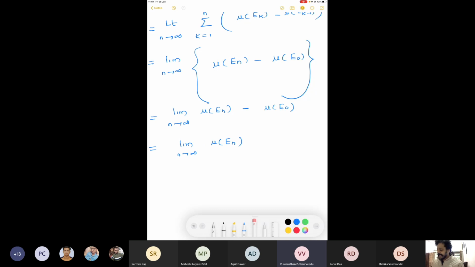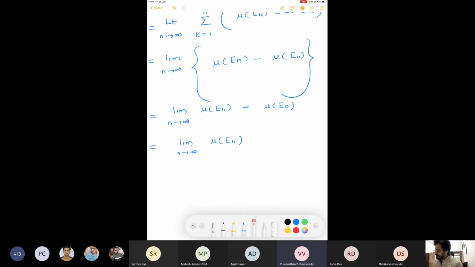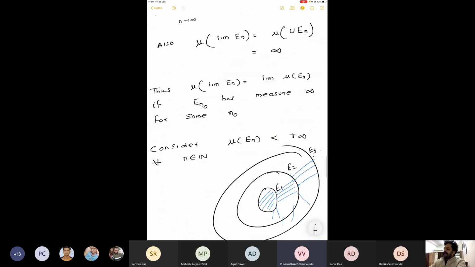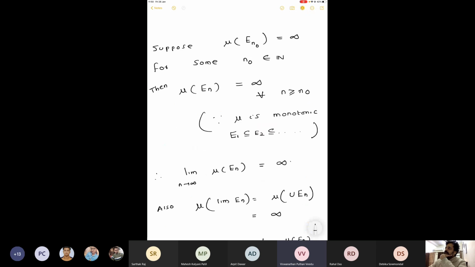Now the second part of B. Oh, we are taking too much time to solve one question. B part, when you read, you should read along with the seventh question. In the seventh question, you saw that the limit of mu of E_n may not be equal to mu of the limit of E_n for a decreasing sequence. And what was the issue? We gave two counterexamples, one in the counting measure setting, and the other in the usual R setting, the interval setting. In both cases, mu of E_n was infinity.